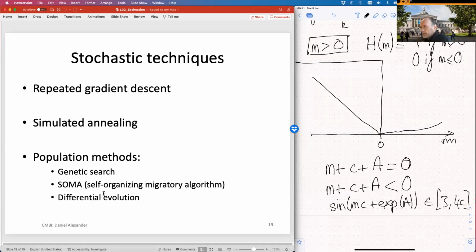Okay, is that the end of that section? I think it is. Yes, slide 19 of 19.